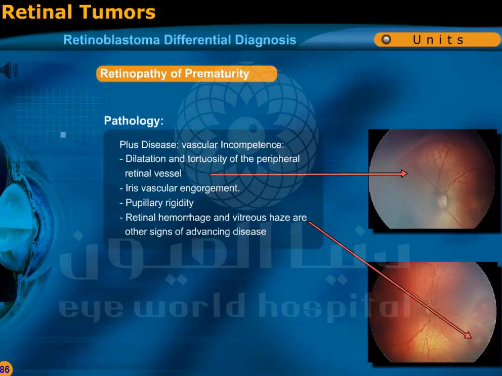Plus disease. Vascular incompetence. Dilatation and tortuosity of the peripheral retinal vessels. Iris vascular engorgement. Pupillary rigidity. Retinal hemorrhage and vitreous haze are other signs of advancing disease.